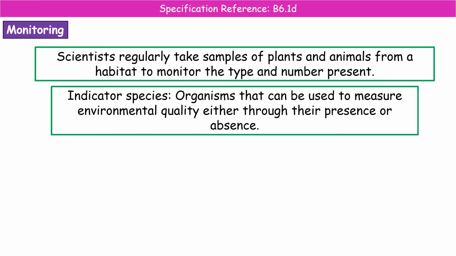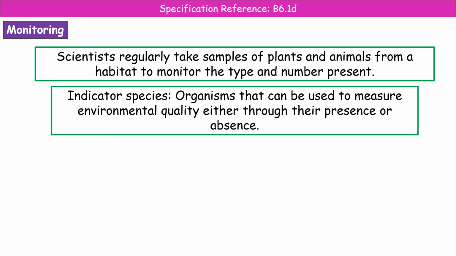So how do we monitor this biodiversity then? Well, we take samples of plants and animals on a regular basis to monitor the type and the number that are present. And a key group of these species we're looking at are what we refer to as indicator species, because these are organisms that we can use to measure the quality of the environment based on whether these species are present or if they're absent.